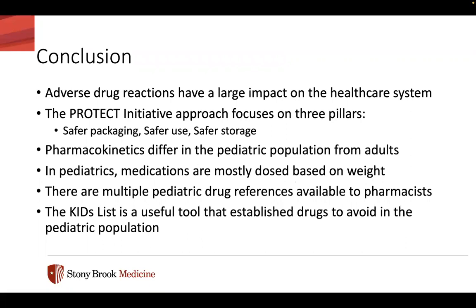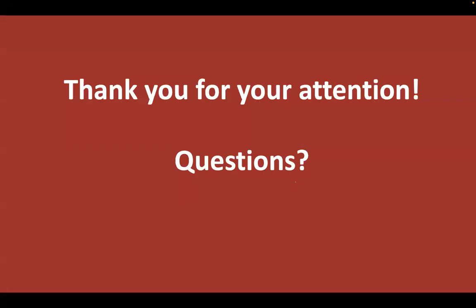And so in conclusion, adverse drug reactions have a large impact on the healthcare system. The Protect Initiative approach focuses on 3 pillars: safer packaging, safer use, and safer storage. Pharmacokinetics differ in the pediatric population from adults. In pediatrics, medications are mostly dosed based on their weight. There are multiple pediatric drug references available to pharmacists, and the kids list is a useful tool that establishes drugs to avoid and use caution with in the pediatric population.